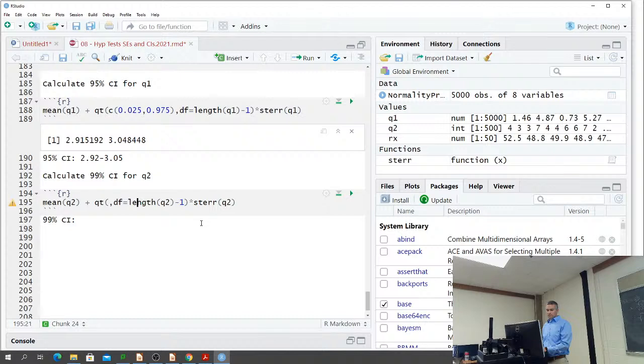All right, what did you get for the second one? Is it 3.75 to? Everyone get that? No. What did you get? 3.68 to 4.3. 3.682, 4 point what?